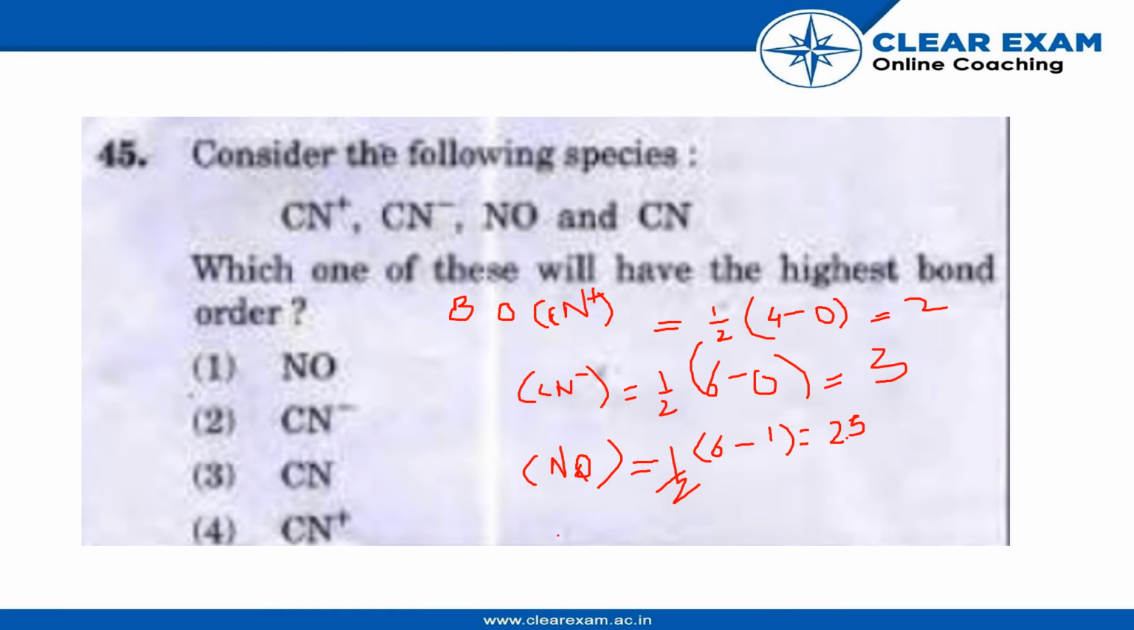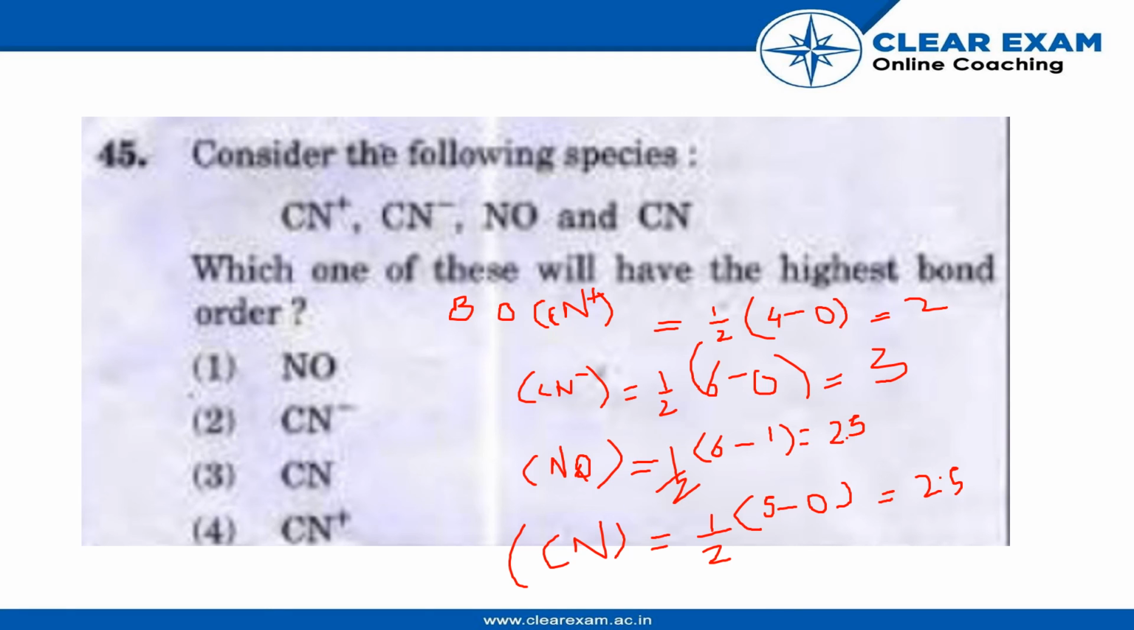For CN, it's equal to half of 5 minus 0, that will be equal to 2.5 again.